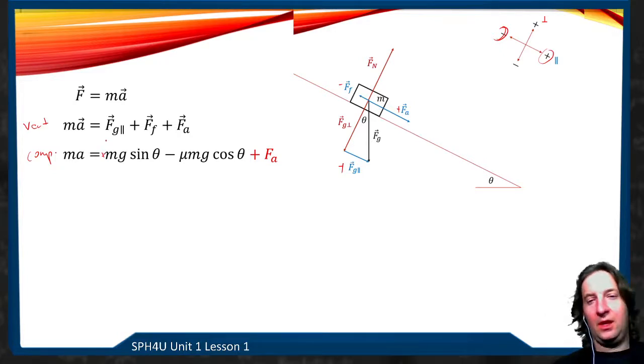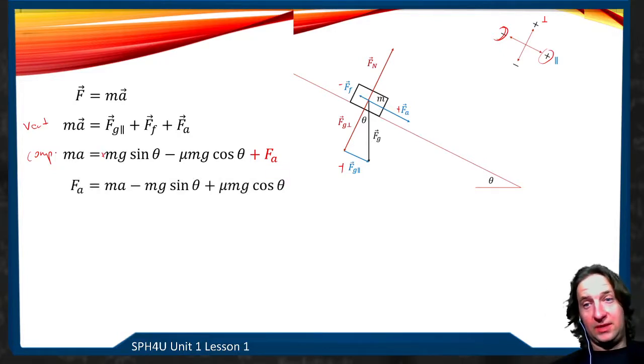Okay? So then I can do the same thing. I'm solving now for FA, right? I'm going to bring everything over. I brought the mg sine theta over, that became negative. I brought the mu mg cos theta over, that became positive.